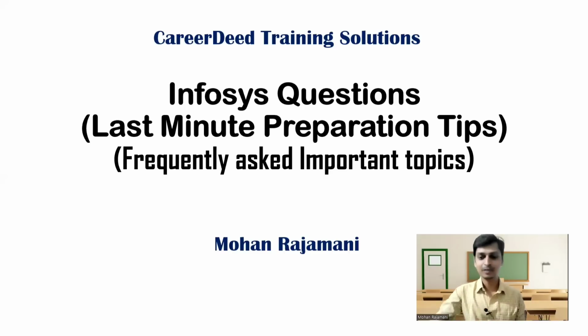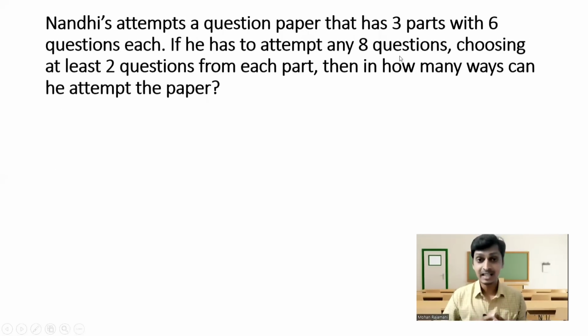Okay, here we have the first question. None of these attempts a question paper that has 3 parts with 6 questions each. If he has to attempt any 8 questions, choosing at least 2 questions from each part, then in how many ways can he attempt the paper? So if you want, you can pause the video and try it for some time, maybe a minute or two, then you can play the video.